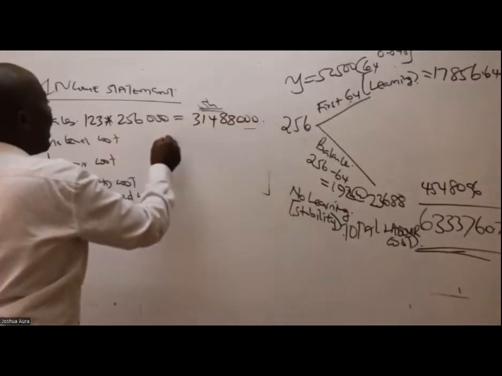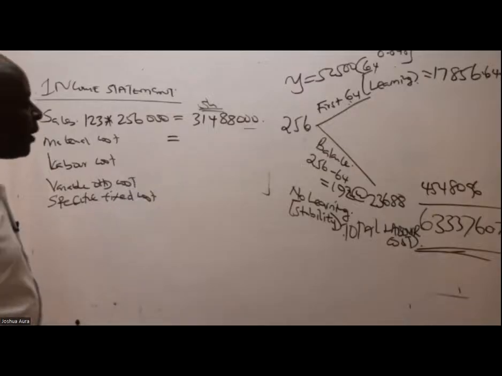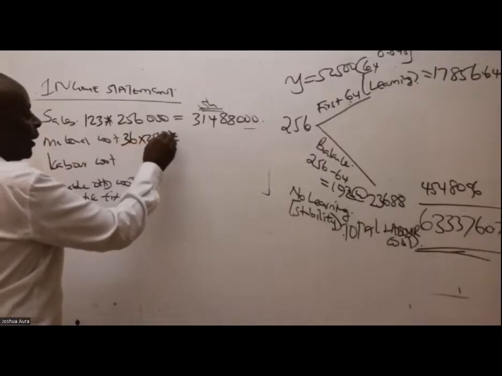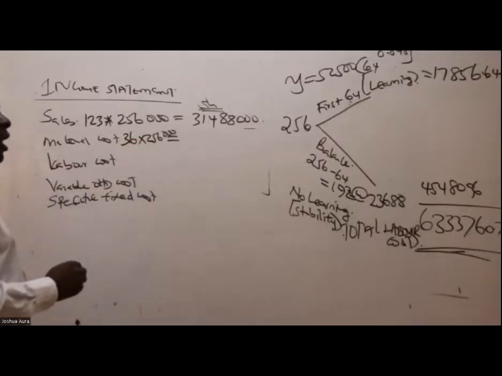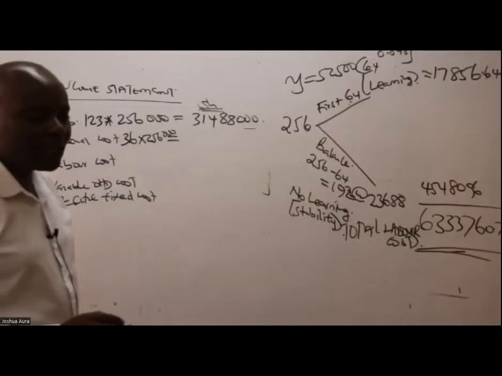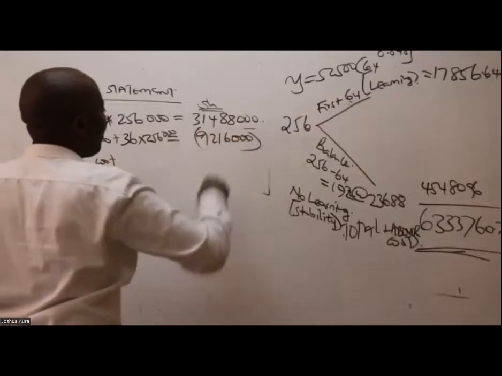31,488,000, like that. Yeah, let's move on to material cost. Material cost they have said is 36 per unit, meaning that I must involve the number of units as well. 256,000, like that. So tell me, how much does material cost come to? 92,16,000. So in 92,16,000 you come to it like that.